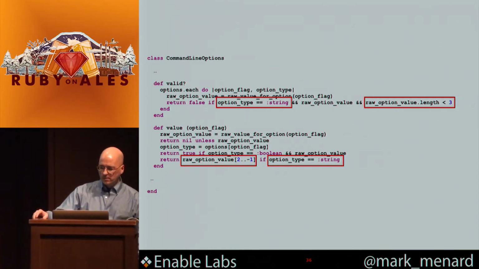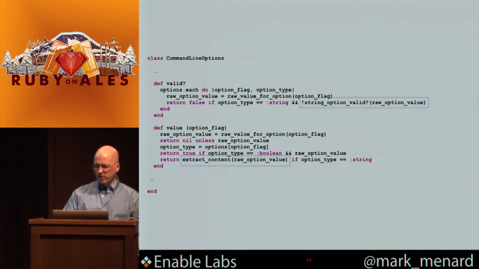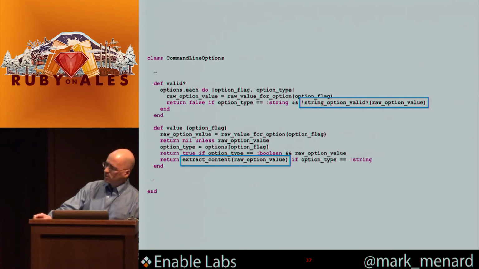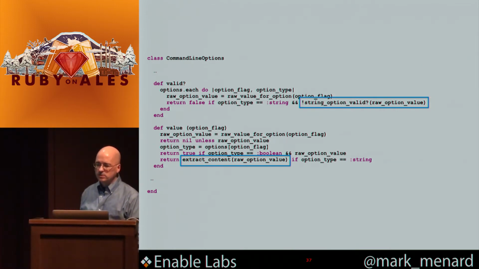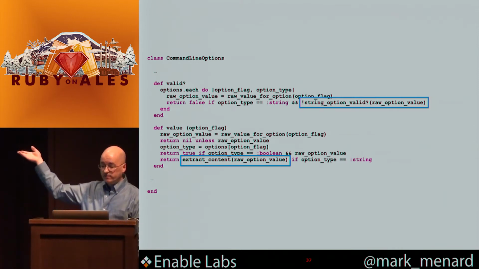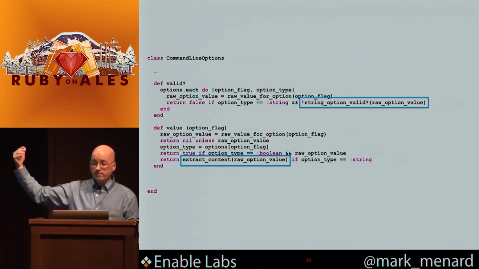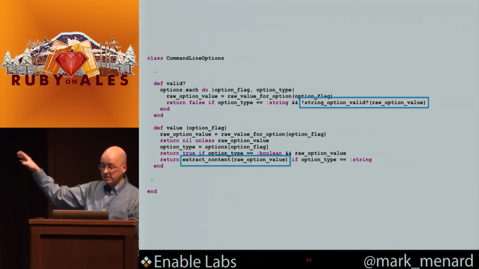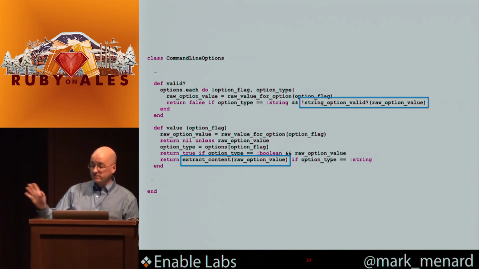So let's try those extractions and see what the code looks like before we go down the duck type road. Here's the code with the low-level code replaced with the extracted method calls. The code's a little bit more self-explanatory. We have string option valid, it says what it does. It tells you if the string option is valid. We have extract content, tells us what it's doing. It's getting the content out of the option value. The naming of the method is very important. Their names say what they do.